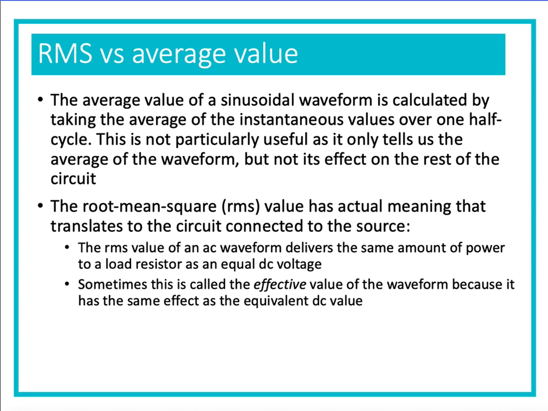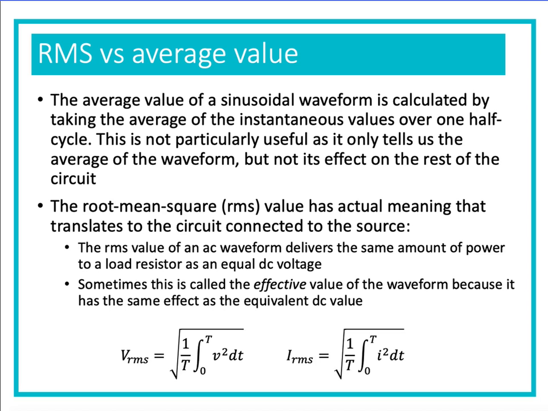So we sometimes also call this the effective value, and the reason we call it the effective value is because it has the same effect as the equivalent DC value. The definition of how to figure out the root mean square value is to take the square of whatever function you have, integrate it over one period, and then divide by that period and take the square root, which is basically the root mean square process.